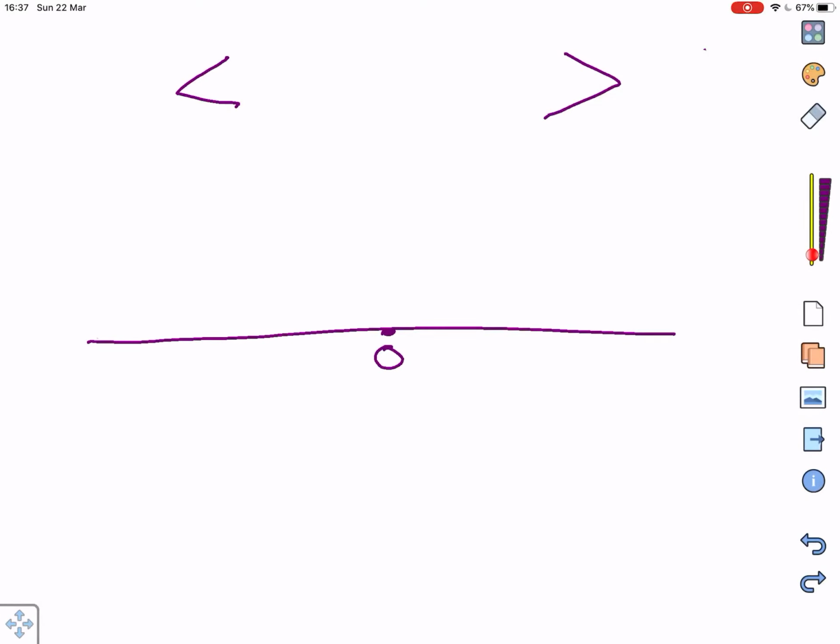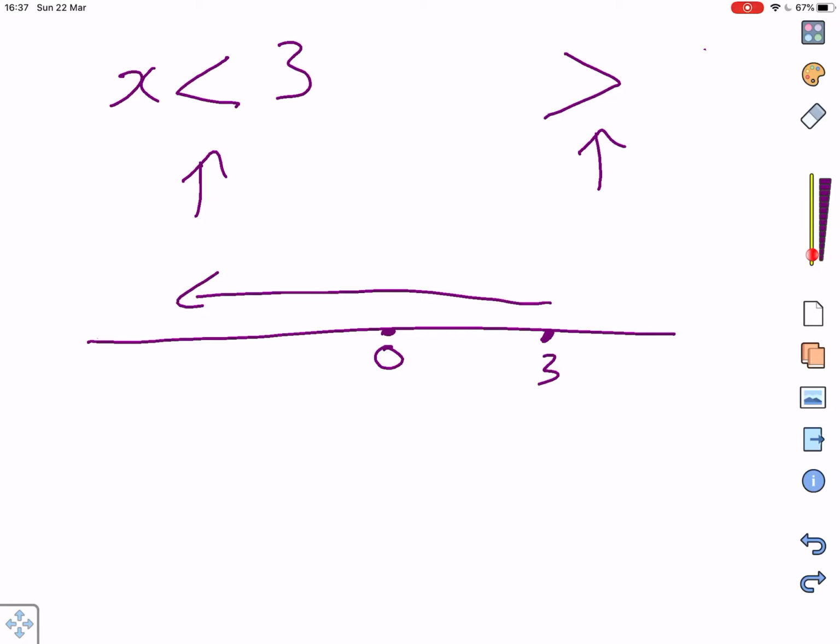Okay, just to remind you what inequalities are, they involve these funny symbols like that one and that one. It's all about things being less than or greater than each other. So if you look on the left hand side, if I say x is less than 3, that means that if I put 3 on the number line, x can be anywhere below 3, and less than means anywhere to the left.